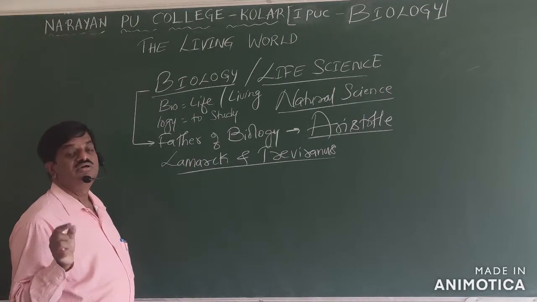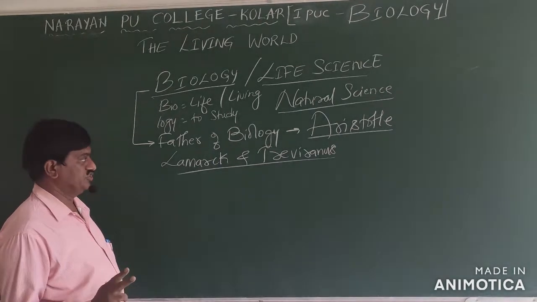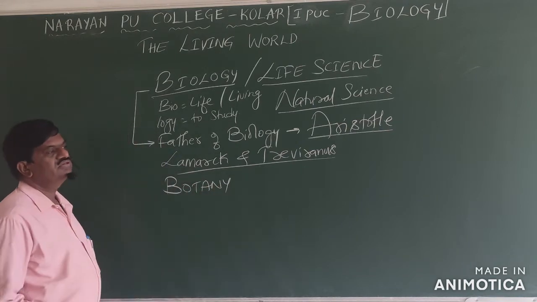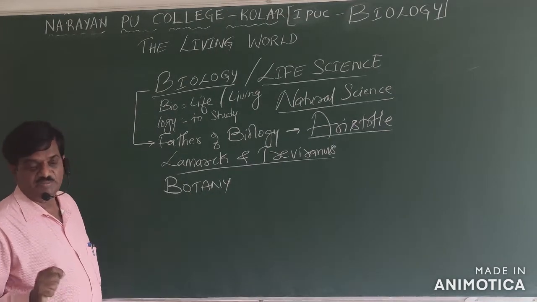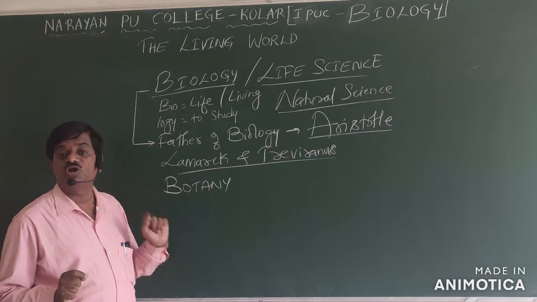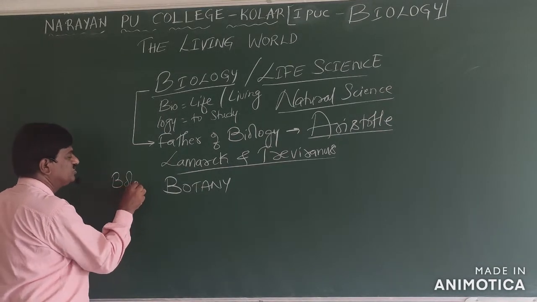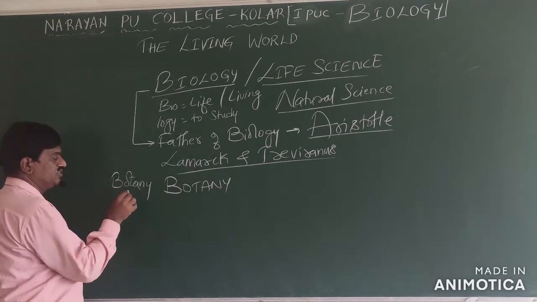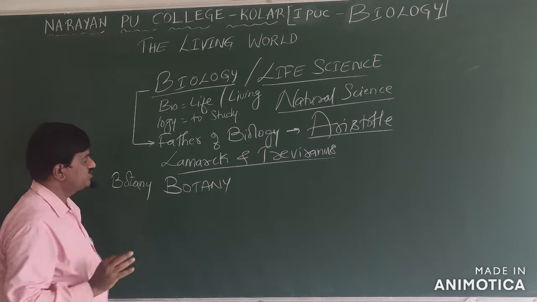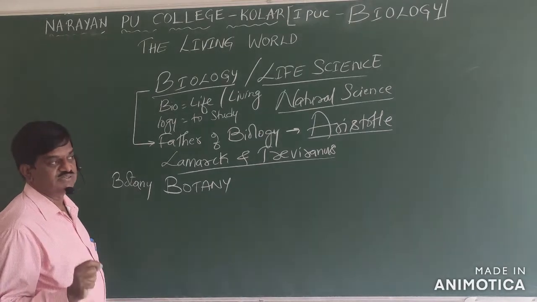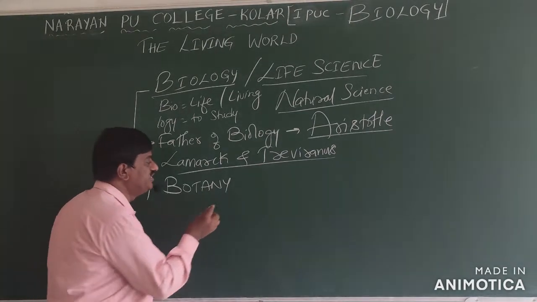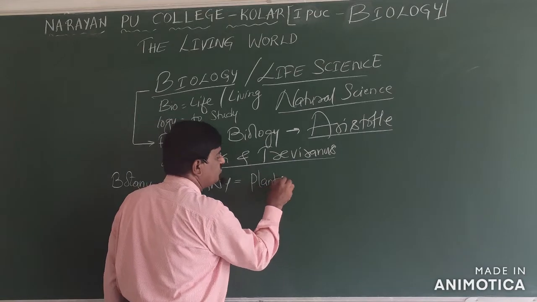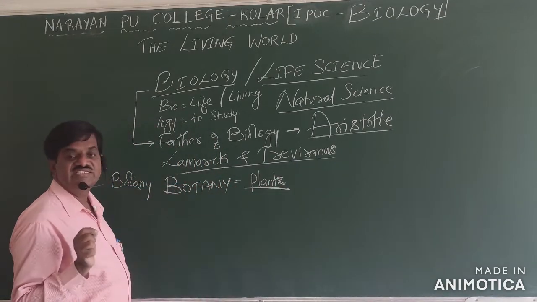Next, biology has two main branches. One of the main branches is called botany. The spelling of botany is very important because many students, when asked to write the spelling, write it wrongly. B-O-T-O should not be written. It is B-O-T-A-N-Y. Botany is a branch of science that deals with the study of all varieties of plants. So this branch is called botany.